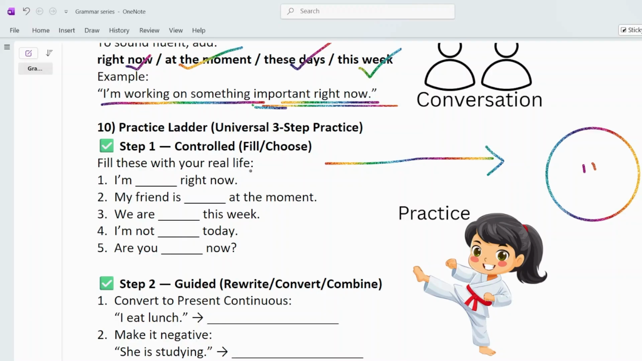Fill this with your real life situations. I am dash right now, which has to be in the present continuous tense. My friend is dash at the moment. We are dash this week. I'm not dash today. Are you dash now? Just go ahead and fill in these blank spaces and try to connect with the concept.